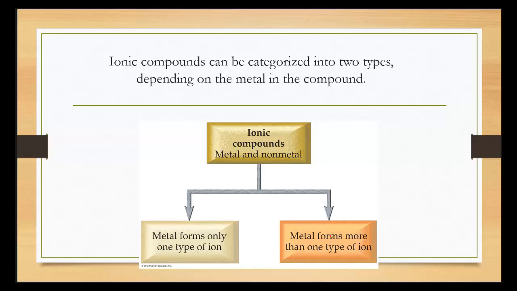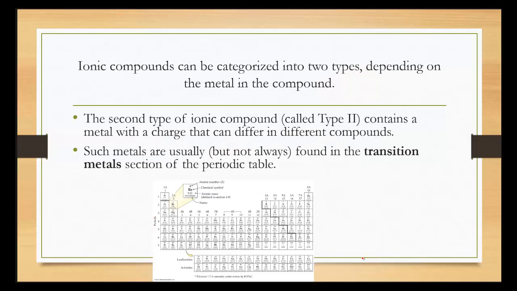Ionic compounds can then further be categorized into two types, depending on the metal that's in the compound. If the metal can only form one charge, that's a representative element, and they don't need any special considerations, whereas ones that form multiple charges, in other words, it can have a +2 at one point and then a +3 on another, take a little bit more effort. We're going to focus on the second part.